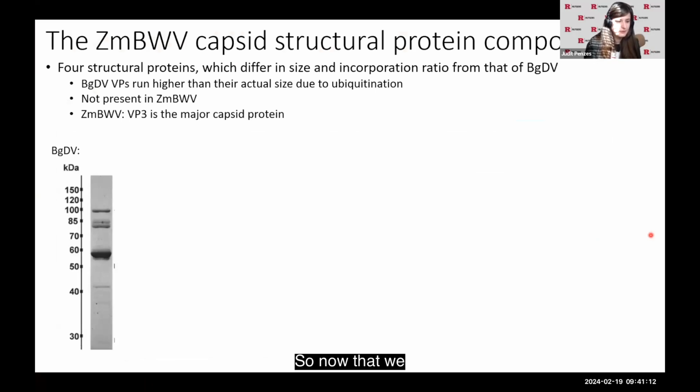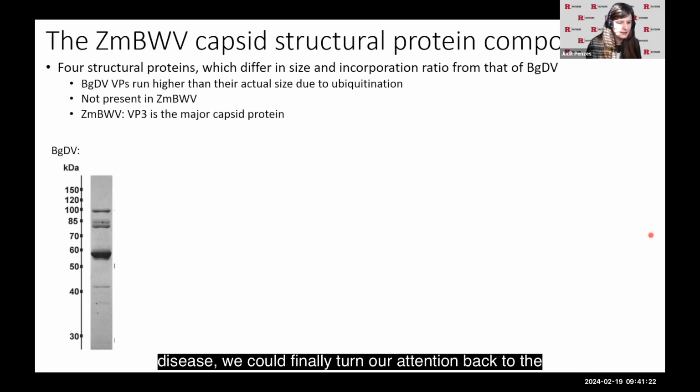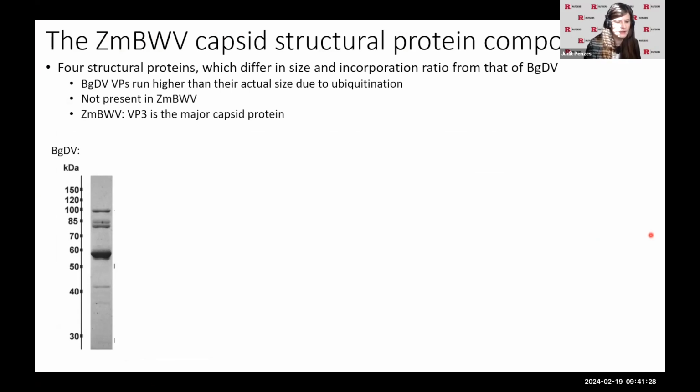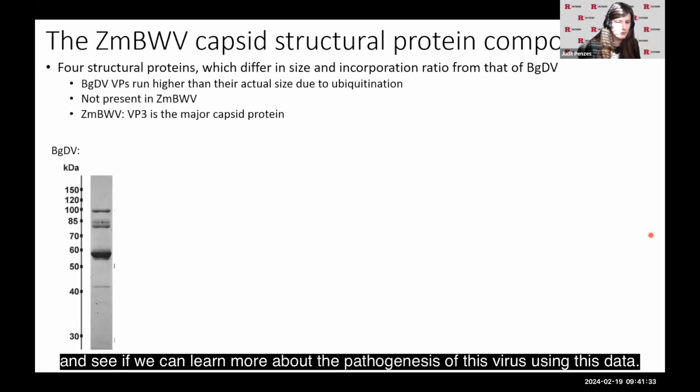So now that we characterized the pathogenesis of this virus and established that ZMBWV was indeed the agent of the black wasting disease, we could finally turn our attention back to the proteins and the structure itself and see if we can learn more about the pathogenesis of this virus using this data.